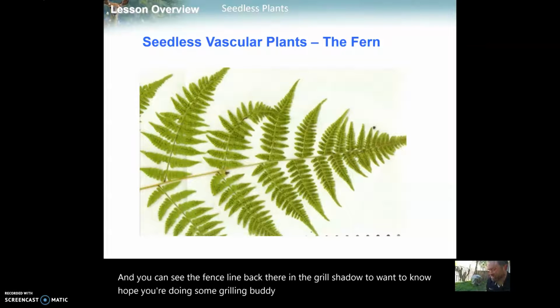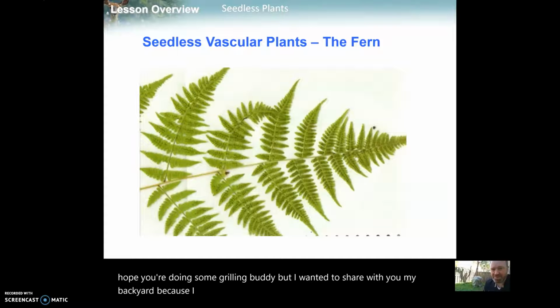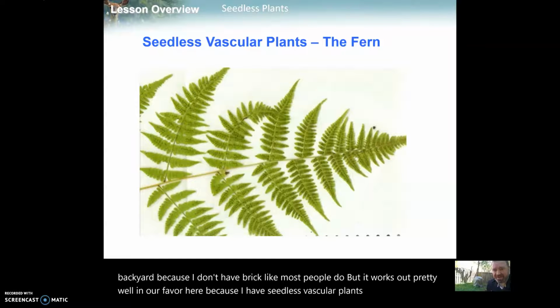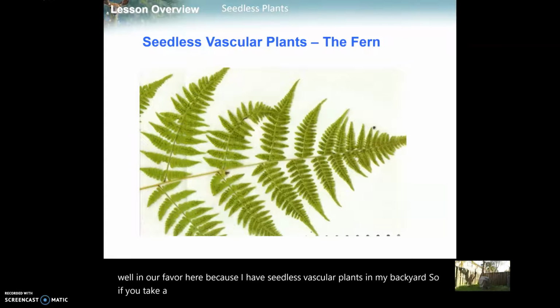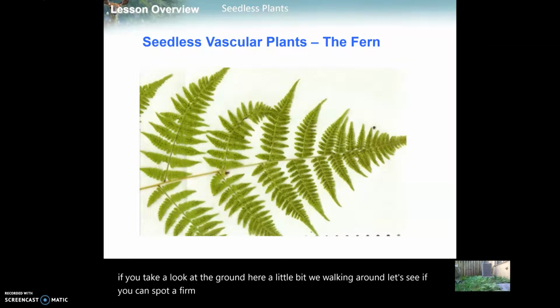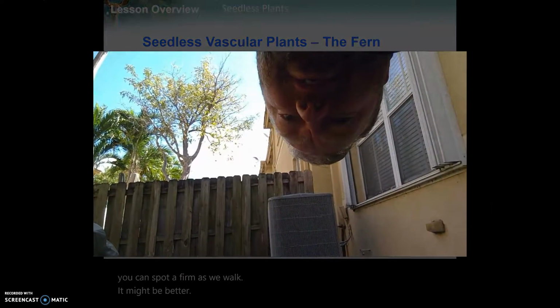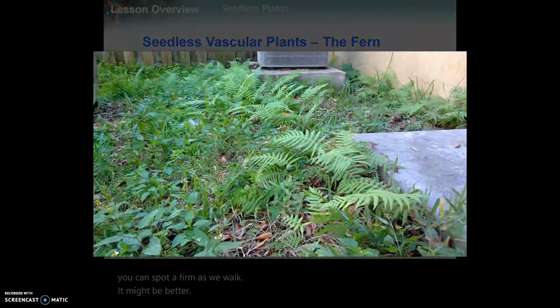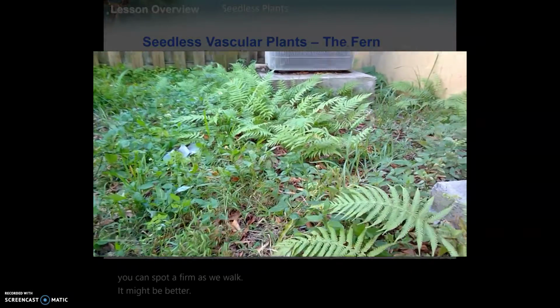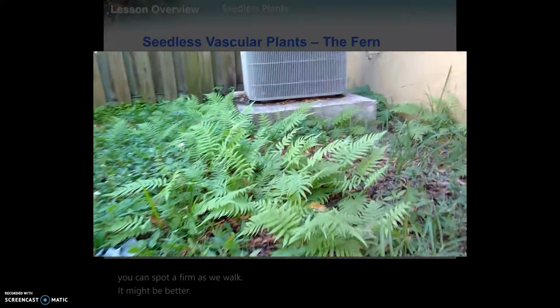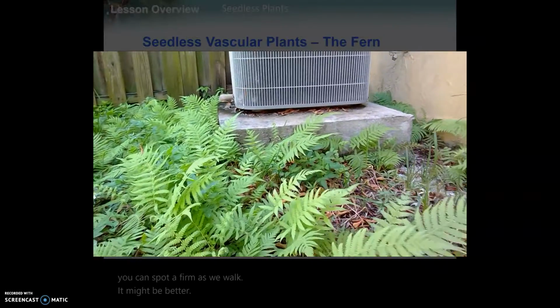I wanted to share with you my backyard because I don't have brick like most people do. But it works out pretty well in our favor here because I have seedless vascular plants in my backyard. So you take a look at the ground here a little bit. Let me walk you around. Let's see if you can spot a fern as we walk. So you can take a look at the different plants that I have in my backyard. Among these are ferns.